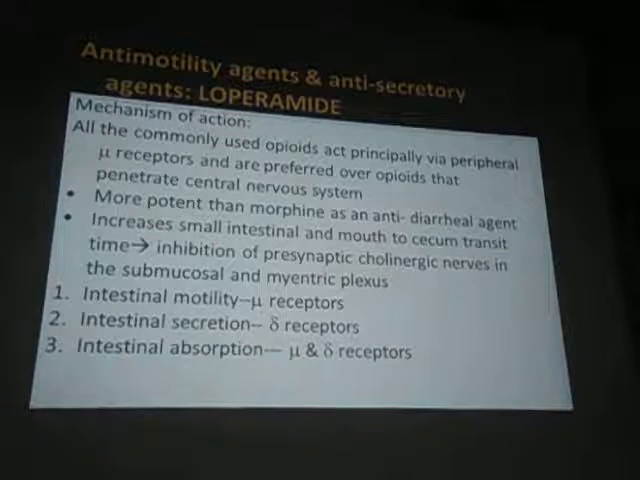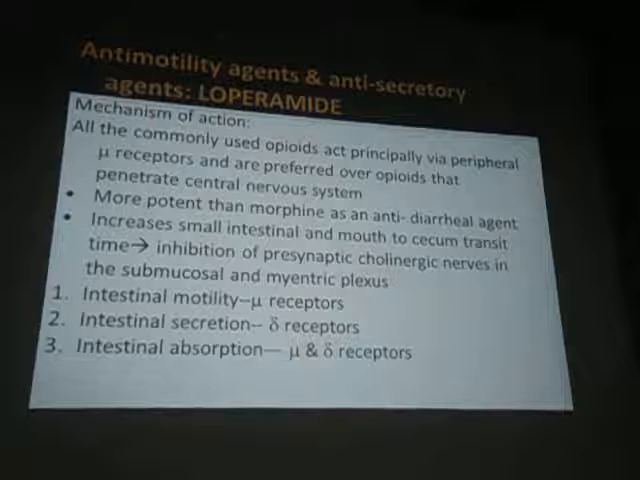So loperamide is an opioid agonist which cannot cross the CNS. Okay, so we know what opioids can cause in our central nervous system. What are the side effects of opioids? First thing is, there can be hallucinations, there can be grandeur, the person feels dissociated from the surroundings. Are opioids habit forming? Yes, they are habit forming.